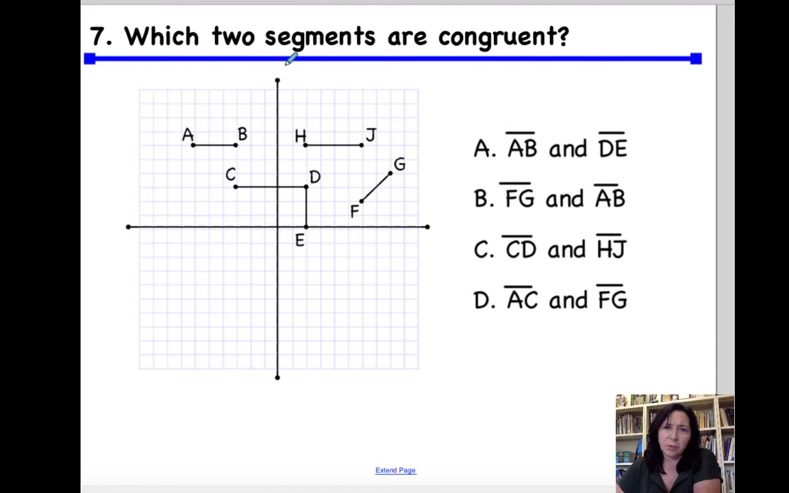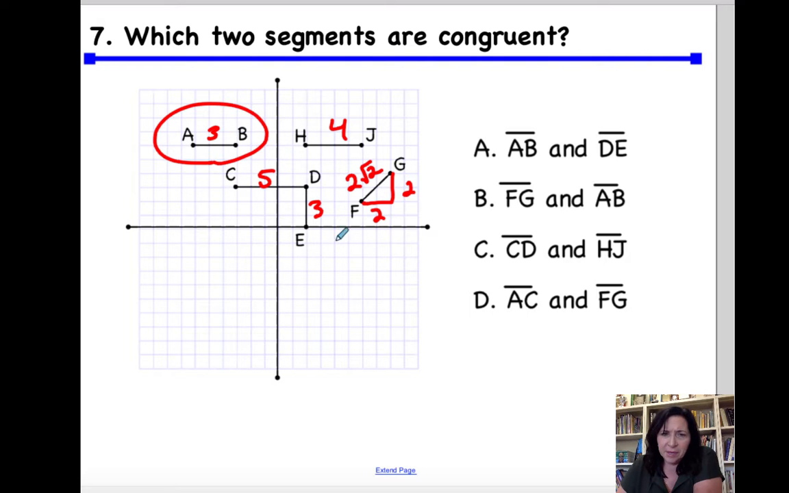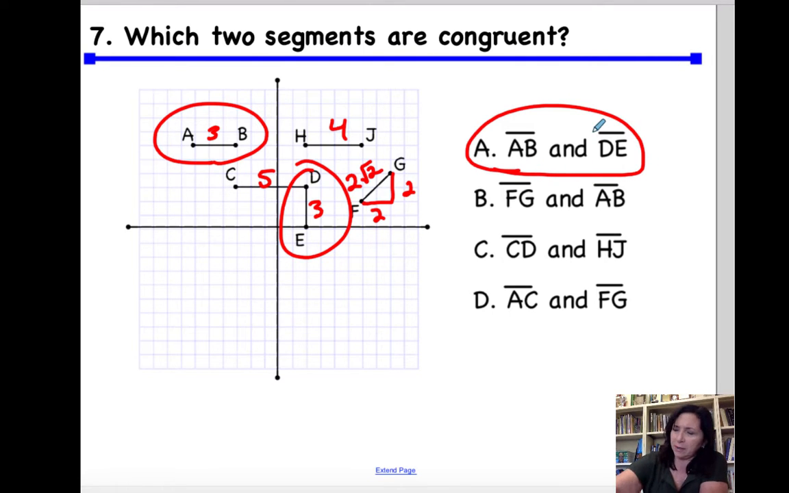This problem right here says which two segments are congruent. Segment AB has a length of 3. HJ is 1, 2, 3, has a length of 4. CD has a length of 5. DE has a length of 3. We don't know what that length is, but we do know that's 2 and that's 2. So if you remember the Pythagorean theorem, a squared plus b squared equals c squared, this is just going to be 2 root 2, which is not congruent to anything else. So I'm looking at AB and DE because those two segments are congruent. So that would be my first choice right there.